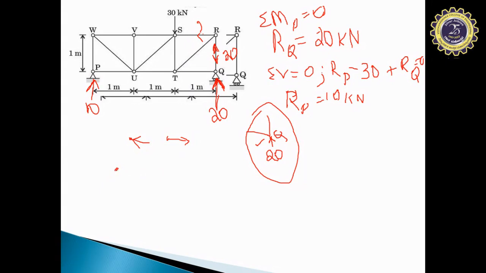So this is our R and this is our member SR. This is RQ and this is RT. So this we know that it is compressive in nature, which is 20. Yes or no? So now since this is R, this is 20. We don't know what is this angle. Do we know what this angle is?